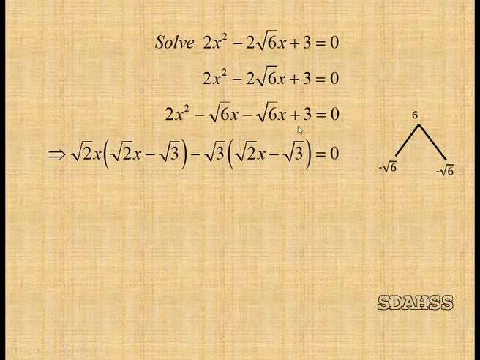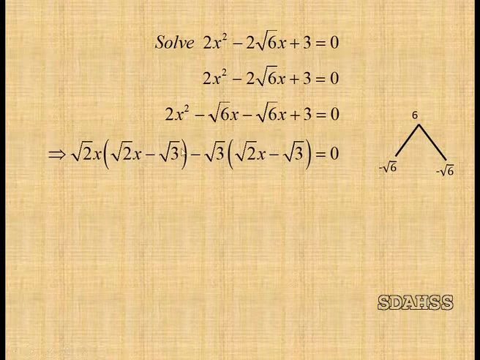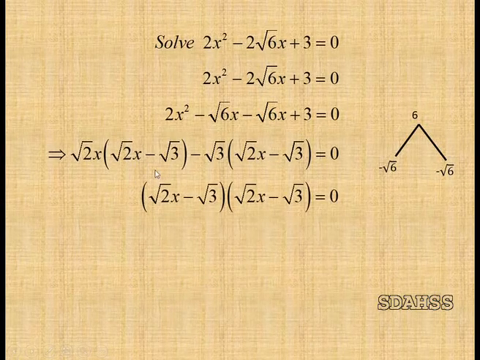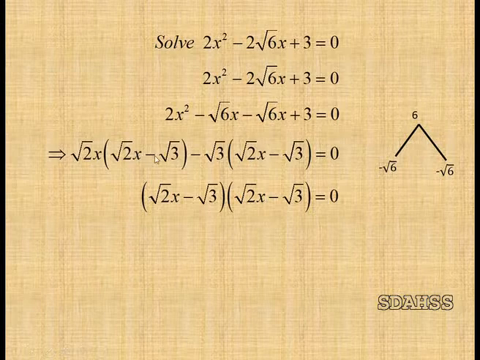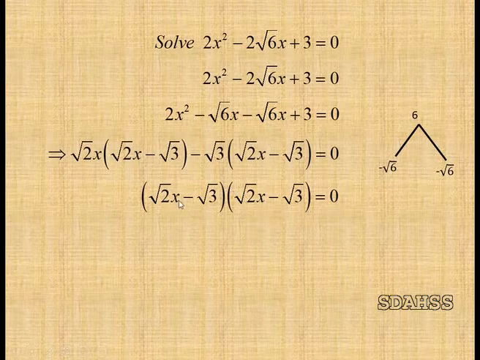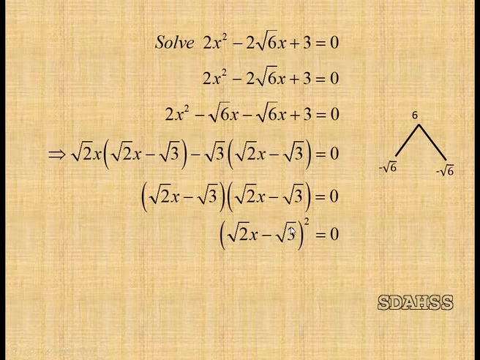The last two terms, −√3 is common. Here 3 can be written as √3 into √3. So √3 is common. Take it outside, and remaining you have √2x − √3 = 0. Now √2x − √3 is common. Take it outside, and remaining you have √2x − √3 = 0. So this can be written as (√2x − √3)² = 0.